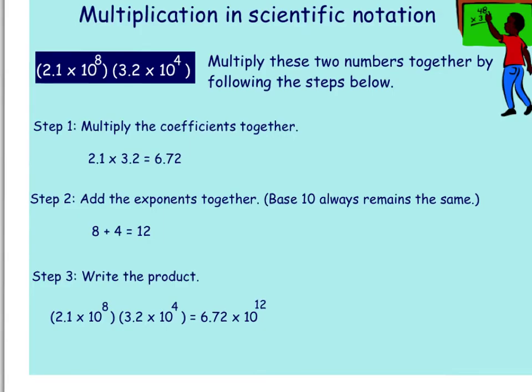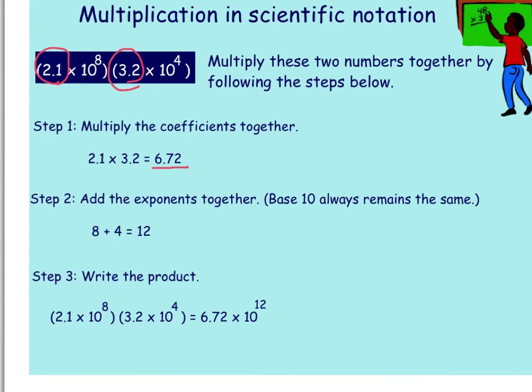I want you to focus on this question right here. So we have a scientific notation number in parentheses multiplied to another scientific notation number in parentheses. So here are the steps we're going to follow to answer this. You can just follow along and just listen. First, we're going to multiply the coefficients together. So basically, I'm going to multiply the 2.1 to the 3.2. When I do that, I get 6.72.